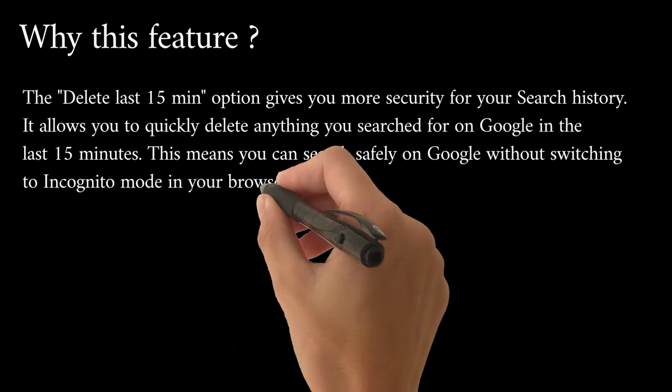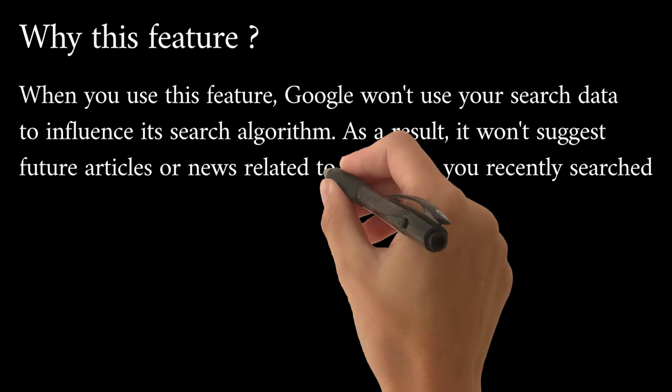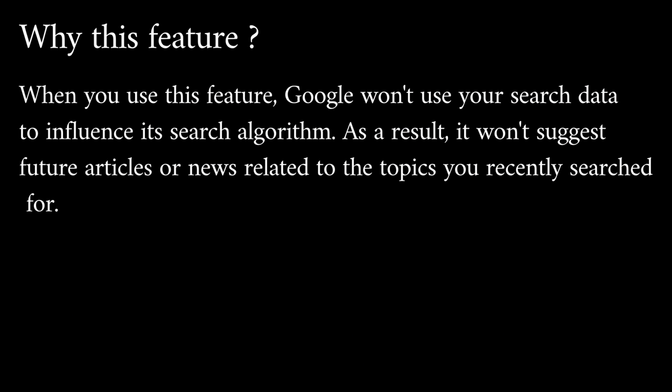The Delete Last 15 Minutes option gives you more security for your search history. It allows you to quickly delete anything you searched for on Google in the last 15 minutes. This means you can search safely on Google without switching to incognito mode in your browser or app. When you use this feature, Google won't use your search data to influence its search algorithm. As a result, it won't suggest future articles or news related to the topics you recently searched for.